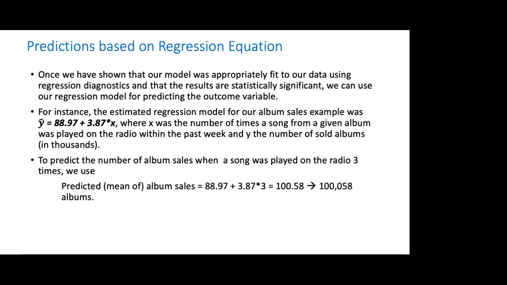So if, for example, you wanted to find out, okay, if I play the song 3 times on the radio, how does that change the mean number of album sales? Let me just plug that into our regression model. And so we come up with a solution here. That gives us the estimate of roughly 100,000 albums more that are sold if that song is played 3 times on the radio.